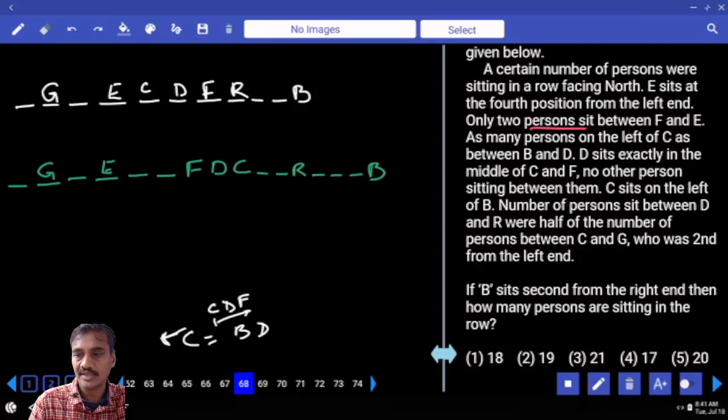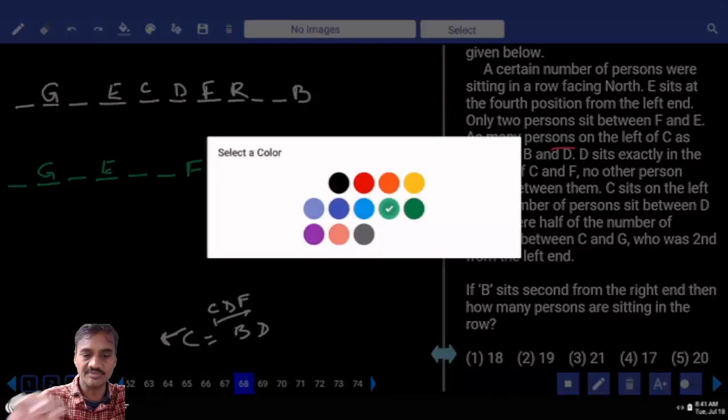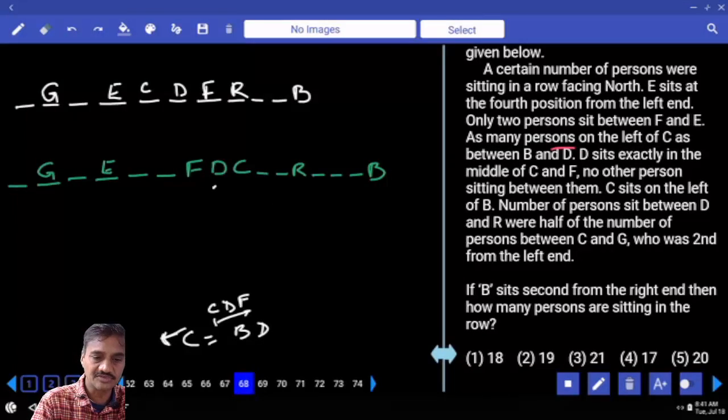Valid or not? As many persons to the left of C. Left hand side of C, how many are there? 1, 2, 3, 4, 5, 6, 7, 8. And in between B and D, we are having the same 8 persons. 1, 2, 3, 4, 5, 6, 7, 8. And as many persons to the left of C, same as B and D. Left hand side of C, 1, 2, 3, 4, 5, 6, 7, 8.